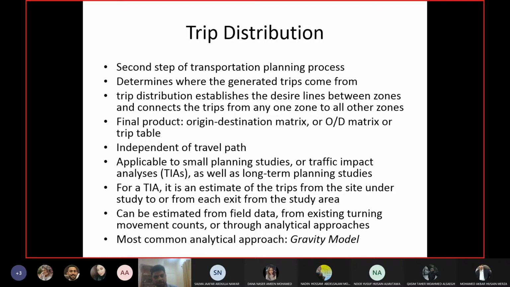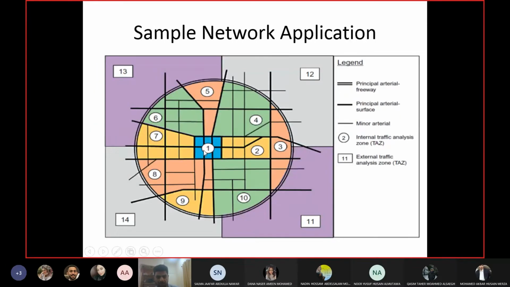If you remember, there were 4 stages. This is the second one, then the third one is mode choice, and then the final one is trip assignment. So you will only know the travel path after the trip assignment. If I go from zone 1 to zone 12, you can go using this highway, or you can go straight and you will end up in zone 12, or you can take this street to end up in zone 12.